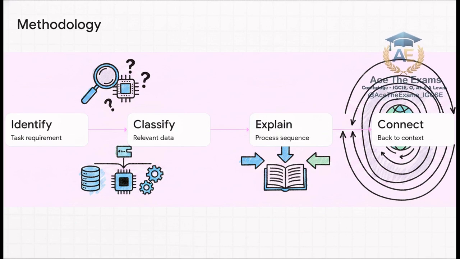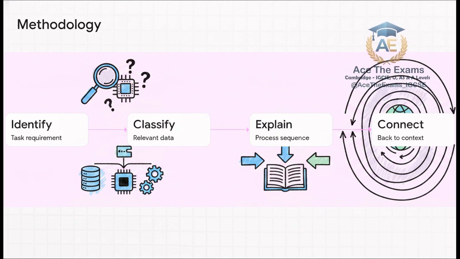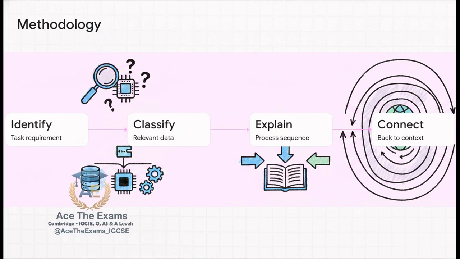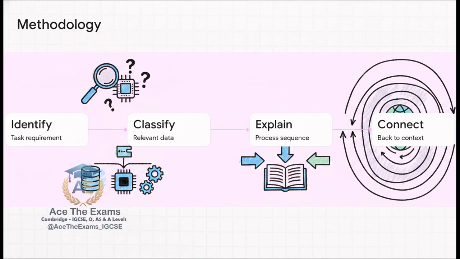Step 1, identify exactly what the task requires. Is the examiner asking for causes, effects, advantages, or maybe design decisions? Pin that down first. Step 2, classify the relevant data, hardware, or process involved. Step 3, explain how the process works in a clear, logical sequence. Imagine you're explaining it to someone who has never heard of it before.